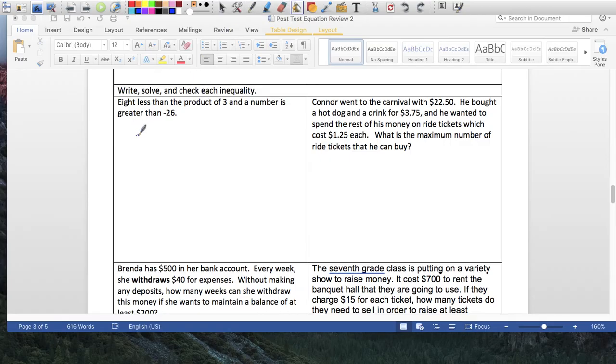So write and solve each inequality, if I have time to do this. 8 less than the product of 3 and a number is greater than negative 26. But you know that less than is a turnaround word, so actually this becomes 3n minus 8 greater than negative 26.